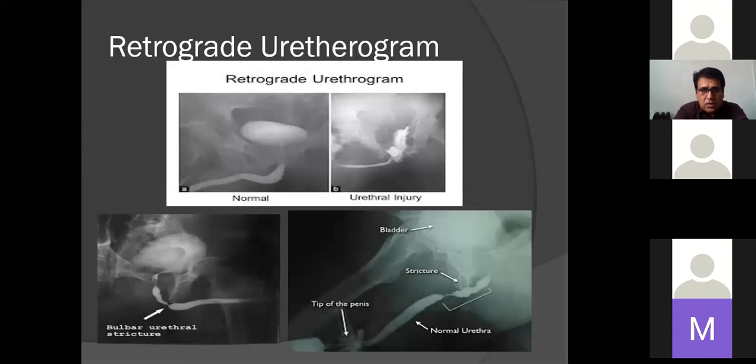So the final investigation is the urethrogram. This is a must investigation and should be done. This is a normal urethrogram, normal urethra, showing the bulbar urethra and the prostatic urethra. But here you can see there's a trauma and there's extravasation of the dye coming out of the urethra. Over here you can see this is a bulbar urethral stricture, very narrow here, so the dye is passing up, but through a very narrow part. And over here you can see there's a long stricture. This whole part is comprised of stricture, but in some places there's dilatation, in some places there is narrowing, and here you can see there's a complete narrowing.